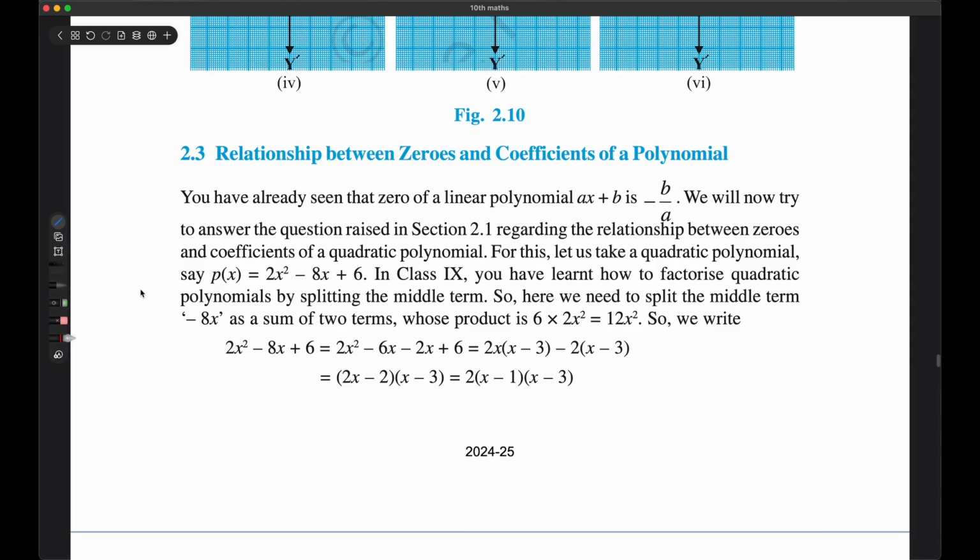Hello everyone, my name is Shyam Chauhan and in this lecture we are going to cover topic number 2.3, relationship between zeros and coefficients of polynomial.